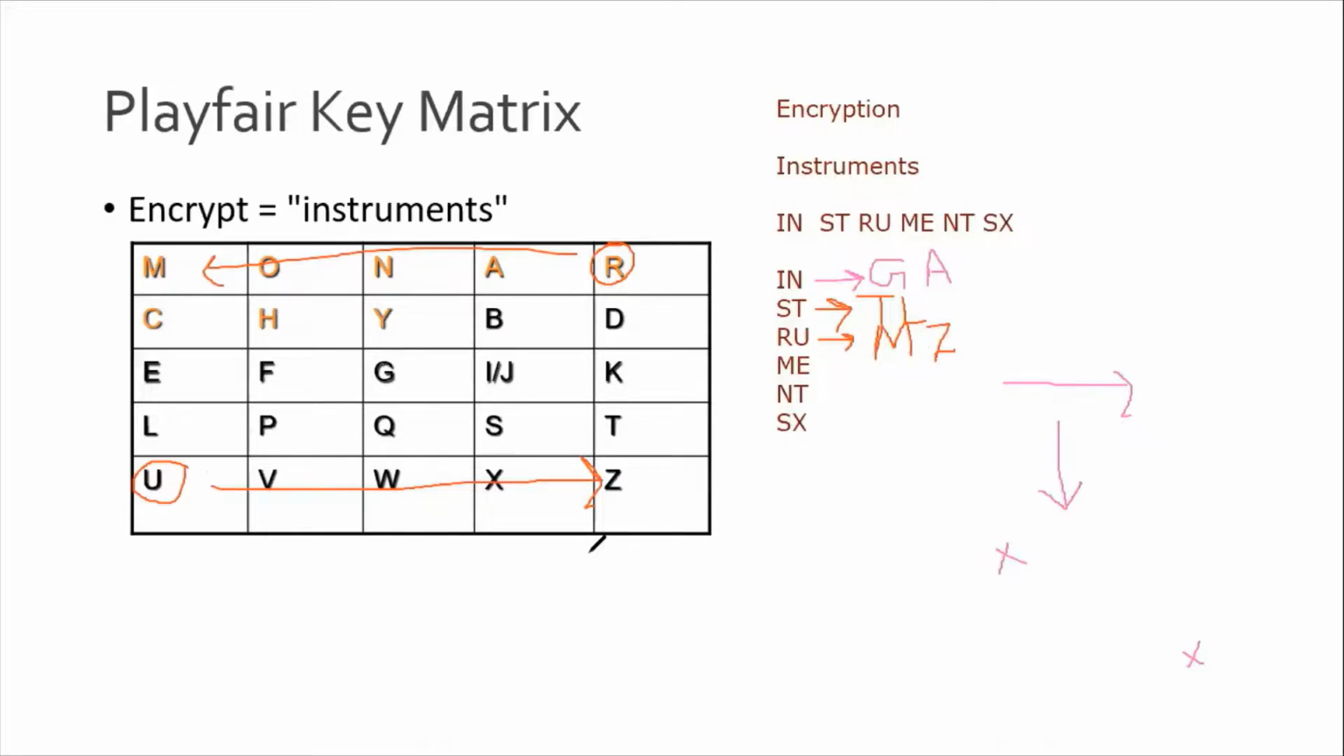Okay, students, the next characters are M and E. Where are M and E? M and E are in the same column. So the rule for the same column during encryption says that we have to write the letter below it. So for M, we will write C, and for E, we will write L.